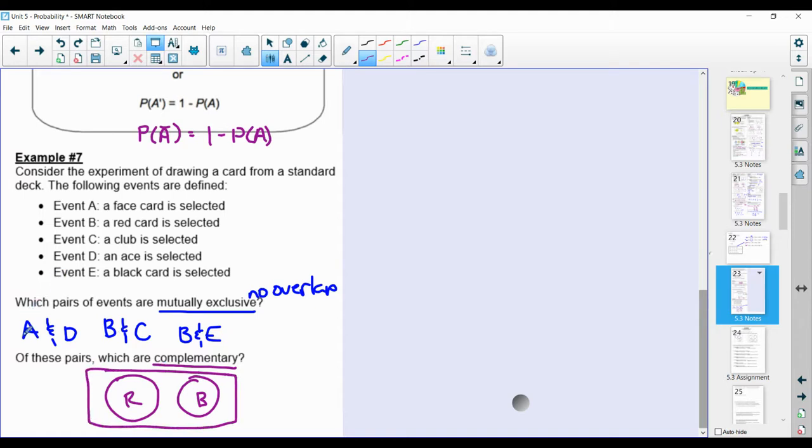Whereas if we were looking here at A and D, if we drew a circle with face cards and a circle with aces, there would be a bunch of other cards out here. So 1s and 2s and 3s and so on. So this is not mutually exclusive or not complementary, whereas this one is complementary. So B and E is mutually exclusive and complementary.